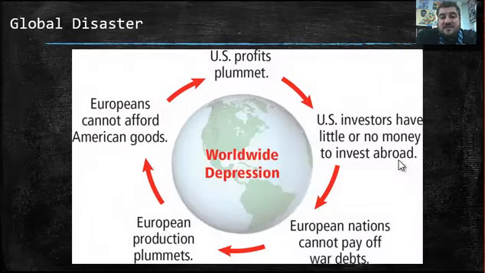And so here's kind of how it spreads globally. Our U.S. profits plummet. We have little or no money to invest abroad. European nations cannot pay off their war debts if we're not investing money in them. Their production plummets. They cannot afford to buy American goods, so our profits plummet even more, and it turns into a worldwide Great Depression. So that is the lesson on the causes of the Great Depression.